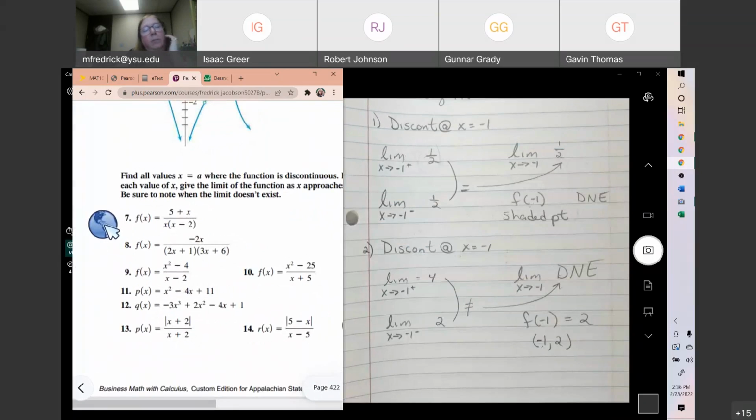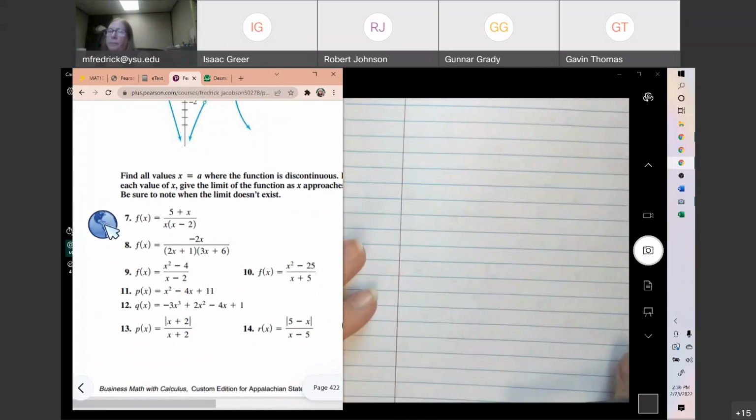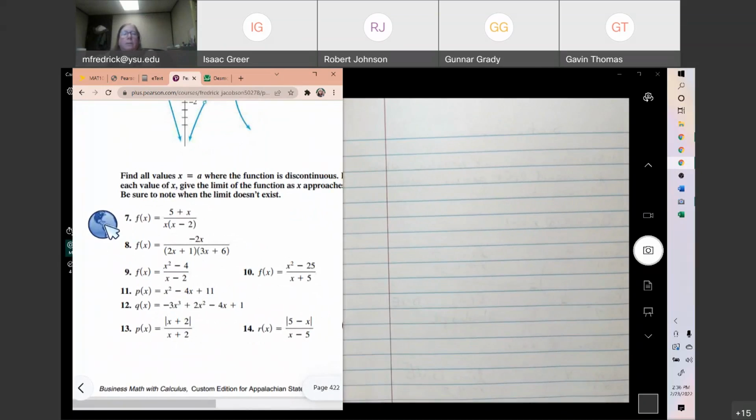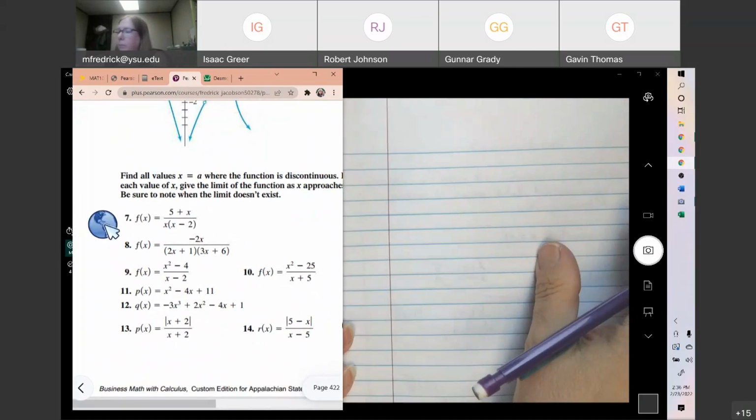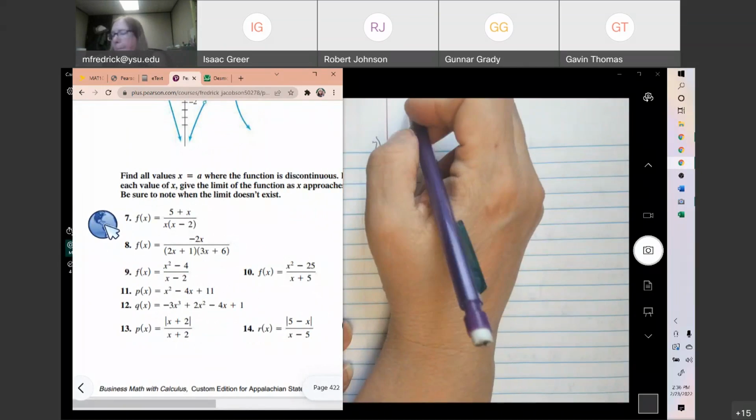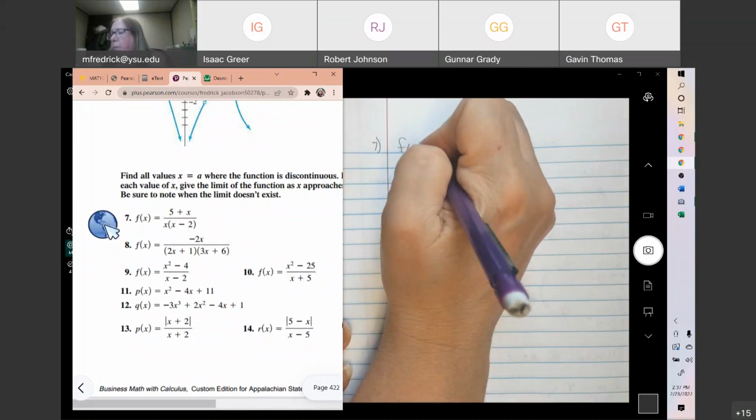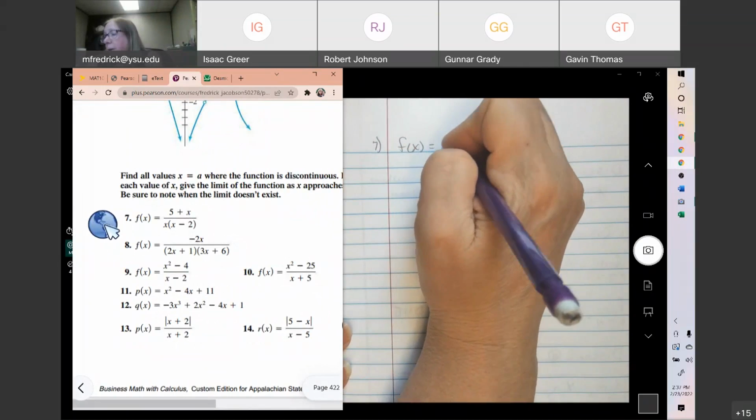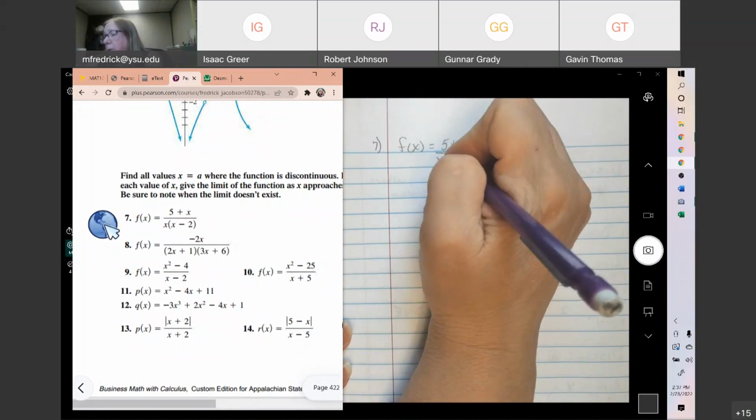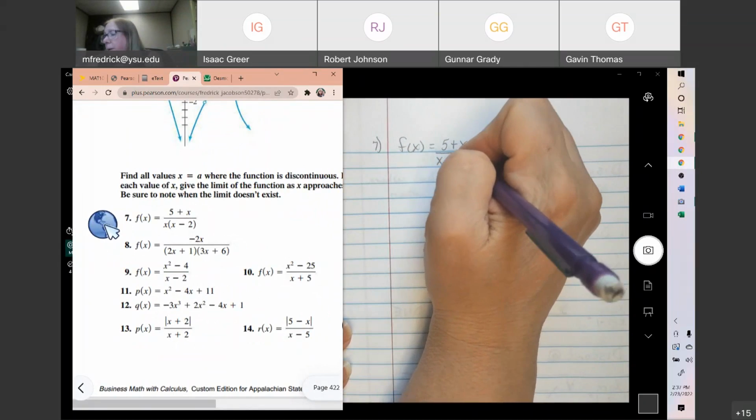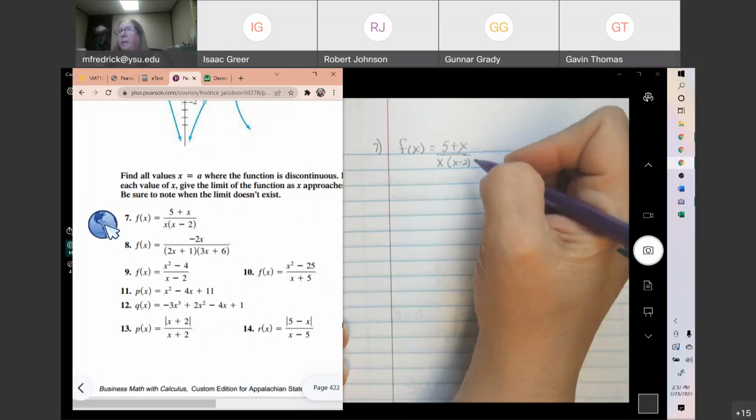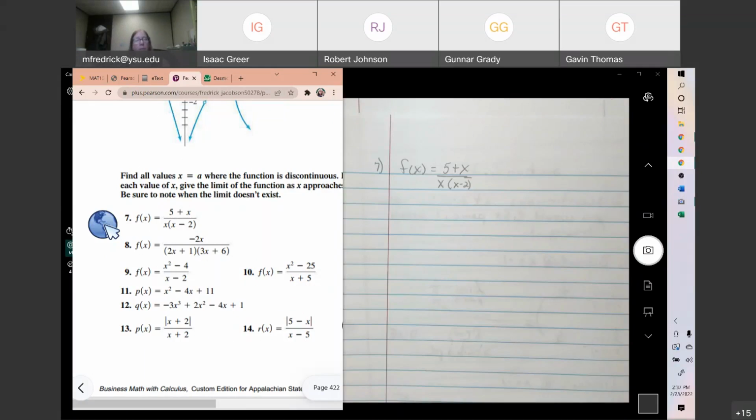Or 7. Yeah, I guess we'll do 7. Now, when you have an equation rather than a graph, remember we found things were discontinuous by the domain. Whatever values are omitted from the domain, when you have a fraction, anything that gives you 0 in the denominator needs to be omitted.